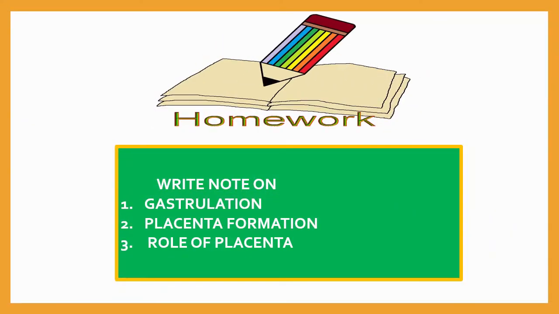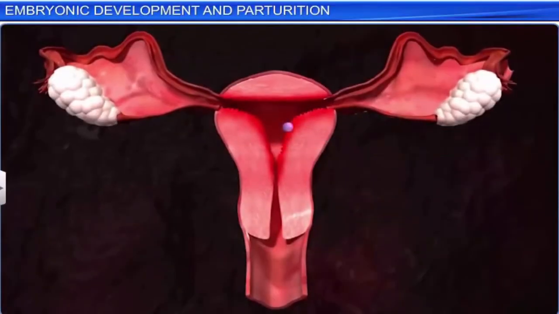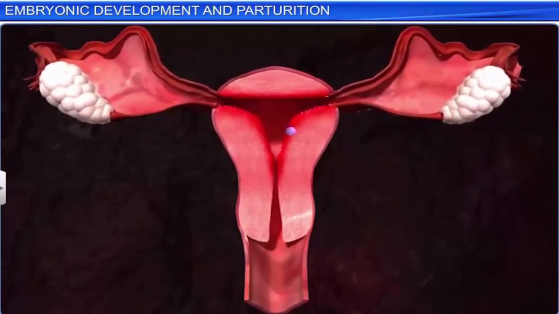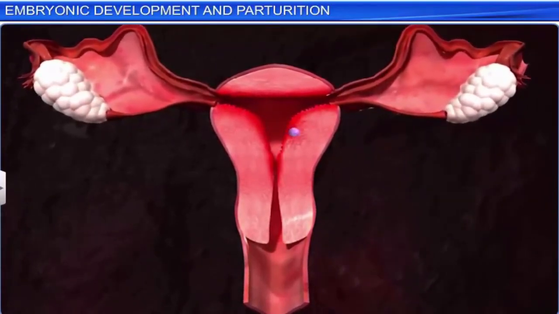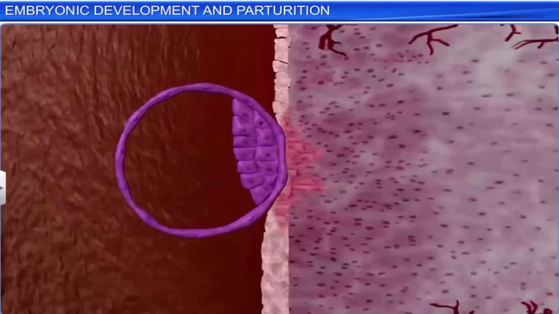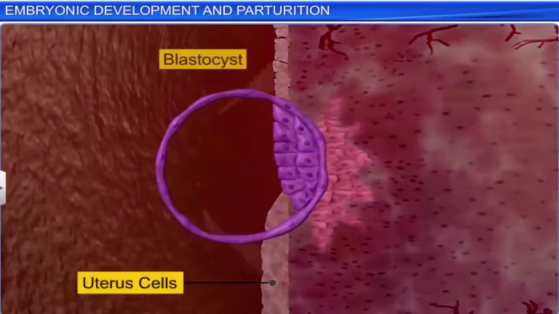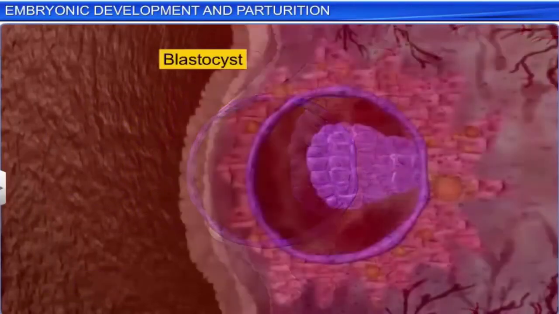So this is your homework for today's lecture, and before we finish this lecture, let me summarize the whole topic by using one animation video. So look at this video. The blastocyst, with a developing embryo, gets implanted in the uterus and pregnancy is initiated. After implantation, the trophoblast grows further, which causes the blastocyst to sink in and get covered by the cells of the uterus.